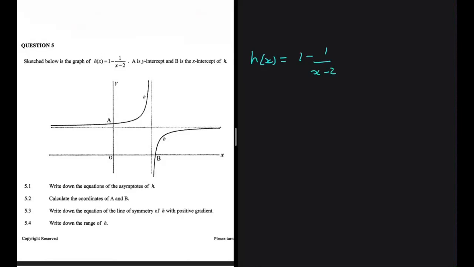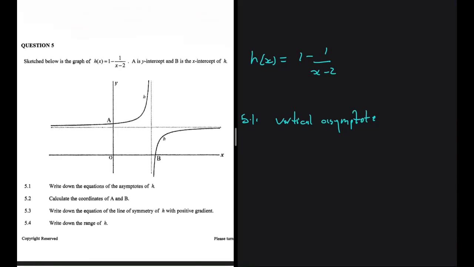Right. And then at A, we have a y-intercept, and then at the point B, we have our x-intercept of h, right? And then 5.1 is saying, let's write down the equations of the asymptotes of h, right? So we have the vertical and the horizontal asymptote. Let's start with the vertical. So vertical asymptote, right? Let's put our attention to the vertical asymptote.